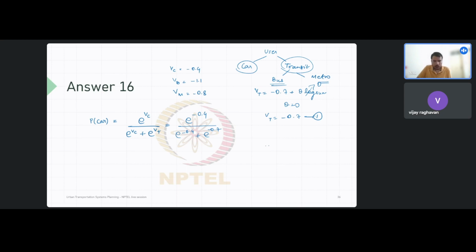So the numerator is 0.67. This will also be here. 0.5 almost we can take. It's coming out as 0.57. So is it clear?